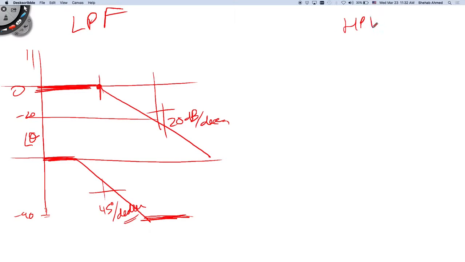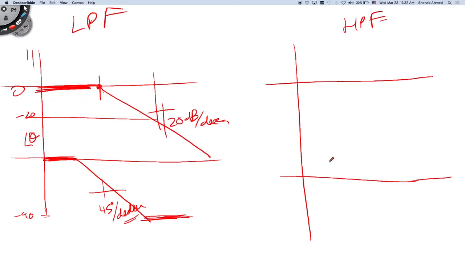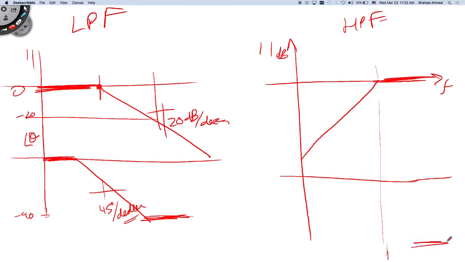And for a high-pass filter, the asymptotes are just the opposite. At low frequencies, there is attenuation. At high frequency, it's 0 dB. This is magnitude in dB. And for the angle, at high frequency, I would like the signal to pass through as it is. So I design the circuit such that my angle at high frequency is what? 0 degrees.